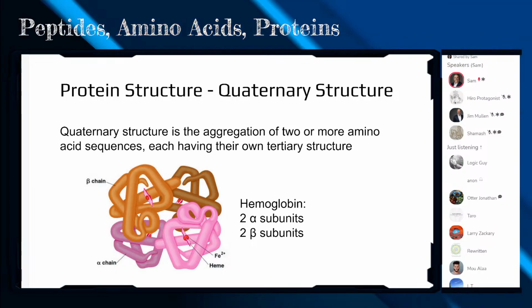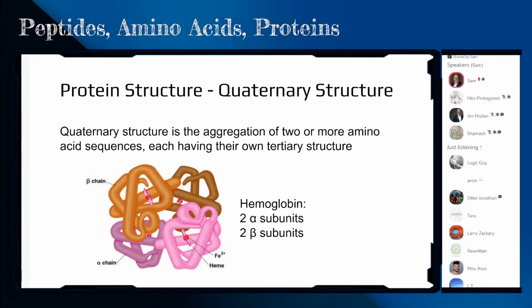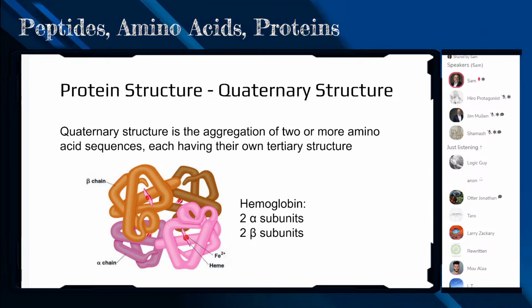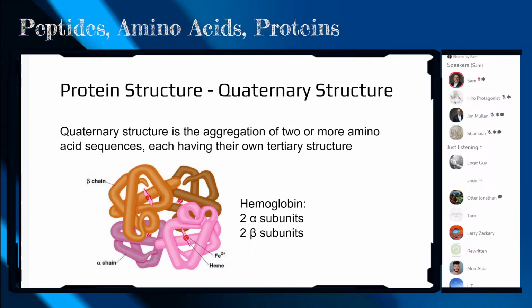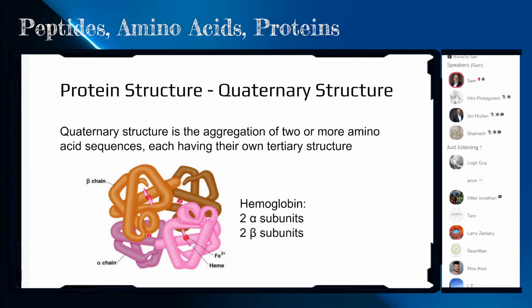Every one of these subunits is a complete protein with a heme in it. So hemoglobin ends up having 4 heme molecules inside of it. So each hemoglobin molecule can carry 4 oxygen molecules, whereas myoglobin only carries 1 oxygen molecule. So the quaternary structure of the protein is the aggregation of these subunits.